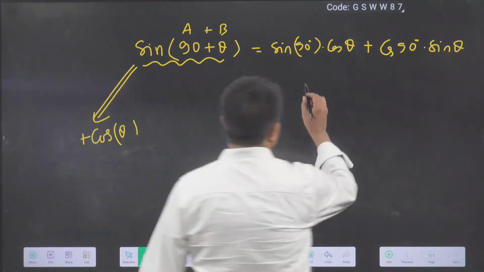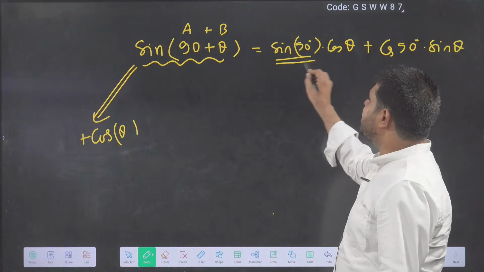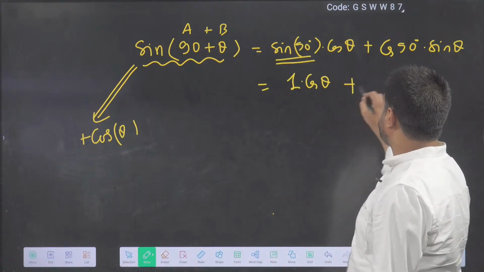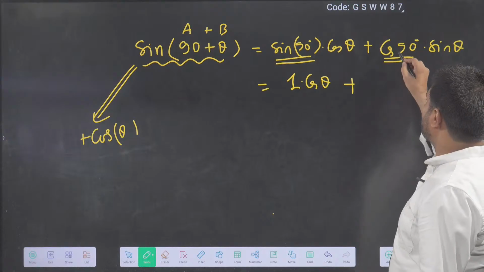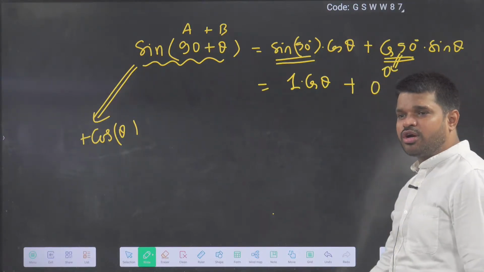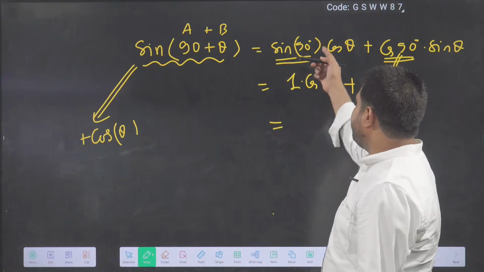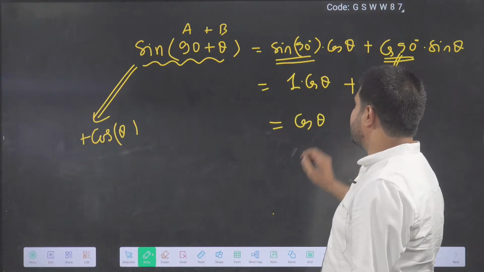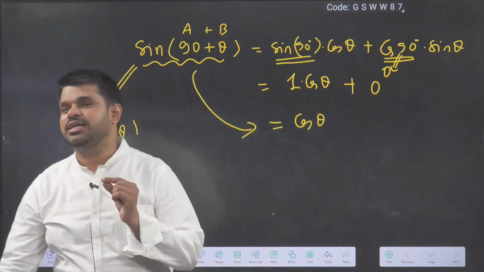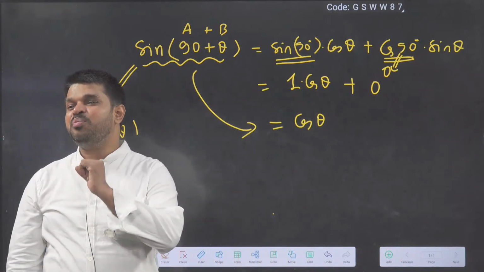Now you can see one thing. Sine 90 equals 1, so 1 into cos theta plus cos 90, which is 0. 0 multiplied with anything becomes 0. So it becomes cos theta. So the value of sine 90 plus theta is cos theta.